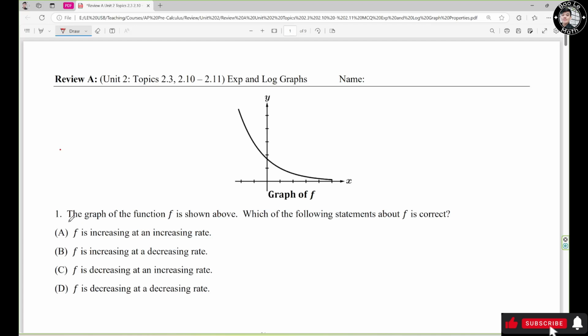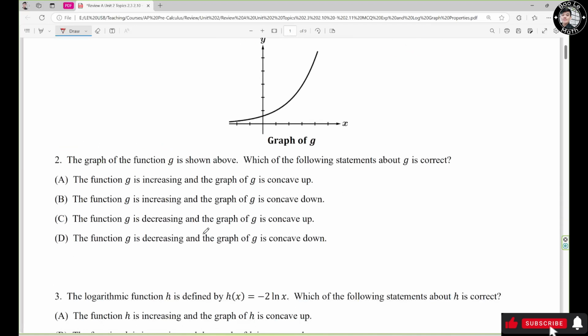Now, let's move on to question number 1. The graph of the function f is shown above. Which of the following statements about f is correct? Alright, we know that the function f is decreasing, right? Because the rate of change is negative, right? If you draw the tangent line, it's going to be negative. Remember the Christmas tree trick, right? Right here, the slope is negative. Right here, the slope is positive, right? And the function is concave up, so the rate of change is increasing, right? Now, the function is decreasing, the rate of change is increasing. The answer must be C, right?